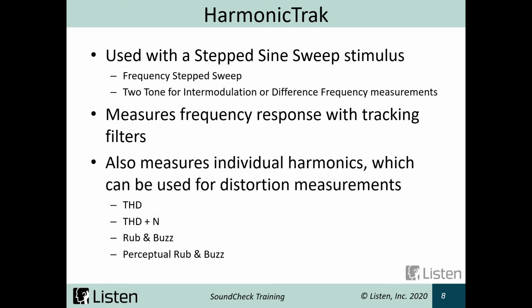And in addition to the frequency response, we're also going to be measuring individual harmonics. These individual harmonics can then be used for distortion measurements. We can get things like THD, THD+N, rub and buzz, and perceptual rub and buzz. Harmonictrak and TSR are two algorithms that on this distortion tab will be able to get us a lot of this data.